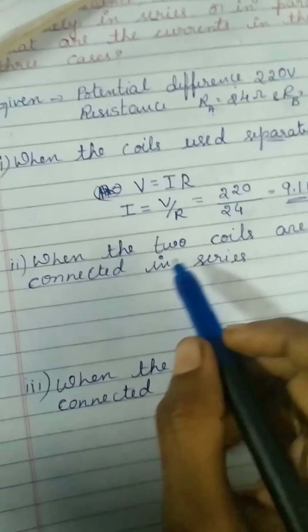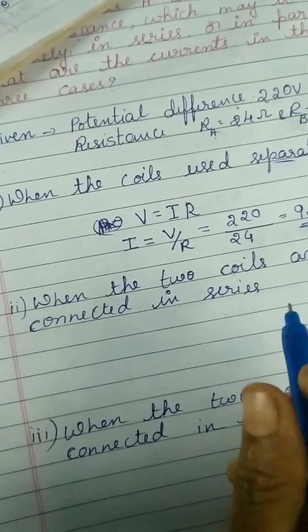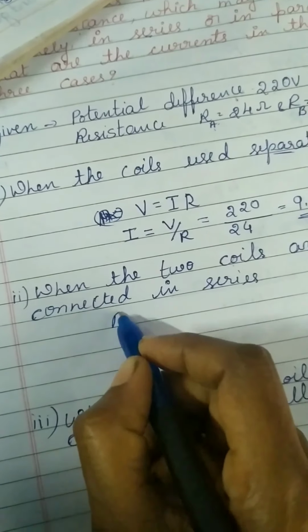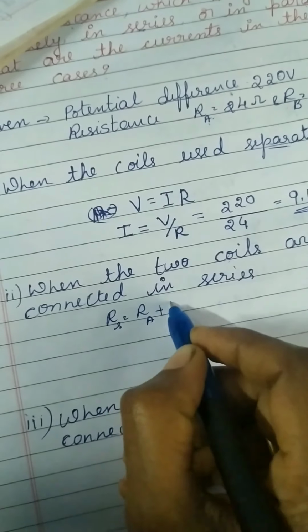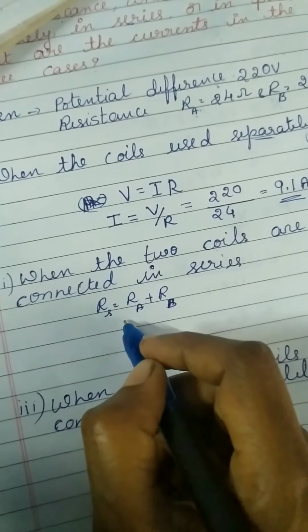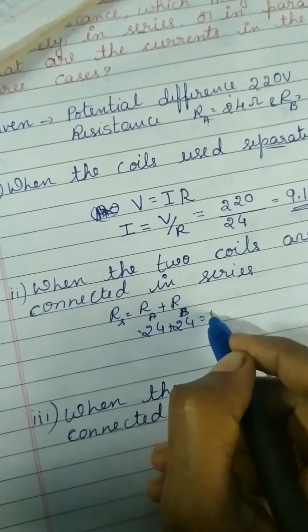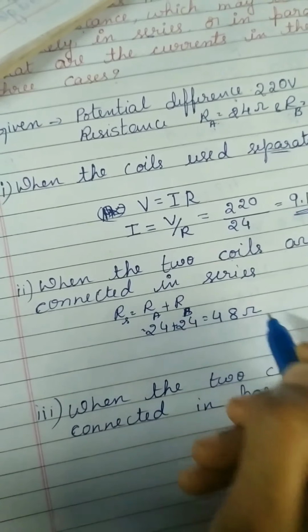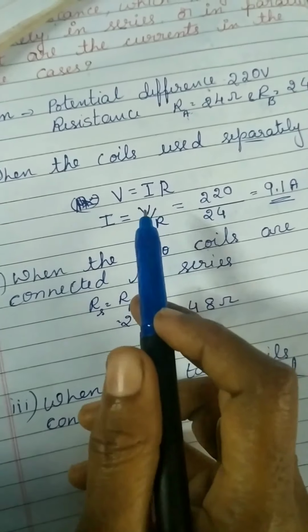When the two coils are connected in series, what happens? Its effective resistance would be the sum of the individual resistors, the sum of coil A and coil B, right? So that is 24 plus 24, it is 48 ohm. Okay, now again use this formula.